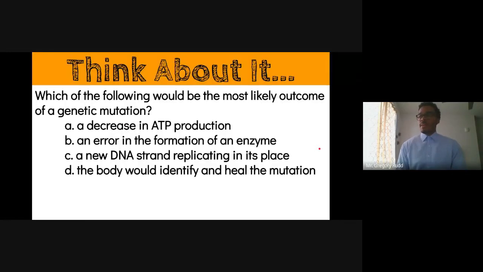So, another practice question: which of the following would be the most likely outcome of a genetic mutation? You can send your answer in the chat. A, a decrease in ATP production. B, an error in the formation of an enzyme. C, a new DNA strand replicating in its place. Or D, the body would identify and heal the mutation. Which of those would most likely be the outcome of a genetic mutation?